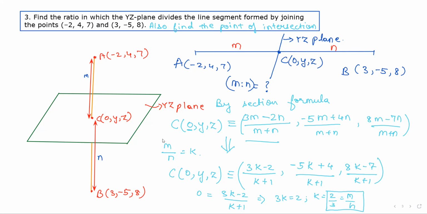Just recheck your z coordinates are 7. Why have we subtracted it? We should add it. Let's equate them. Your y will be equivalent to the second value, minus 5K plus 4 upon K plus 1. And your z will be equivalent to 8K plus 7 upon K plus 1. Now your K value is found out to be 2 upon 3. If you substitute it over here and over here, you'll get the values of y and z.